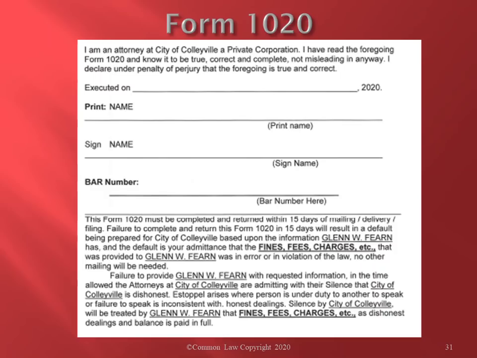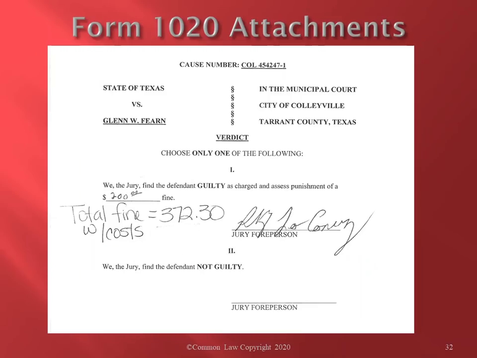The attorneys at City of Colleyville are admitting with their silence that City of Colleyville is dishonest. Estoppel arises where a person is under a duty to another to speak, or failure to speak is inconsistent with honest dealings. Silence by City of Colleyville will be treated by Glenn W. Fern, that fine, fees, charges, etc. as dishonest dealings, and balance is paid in full. So that's it. That's really simple.